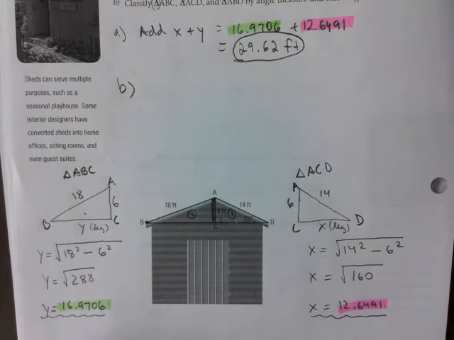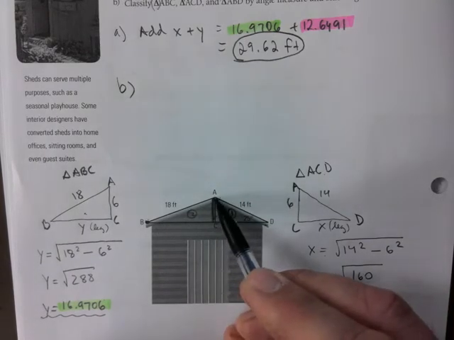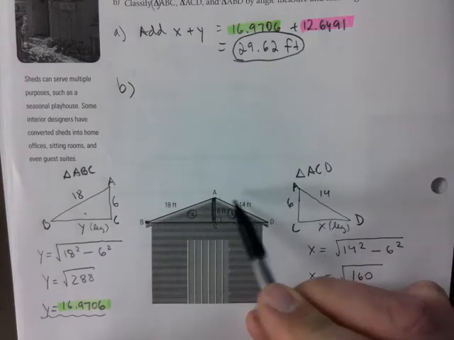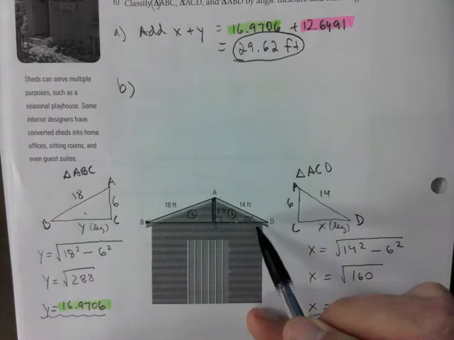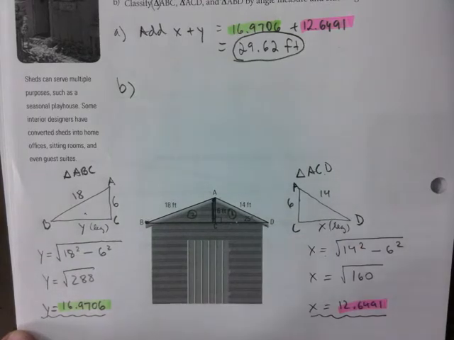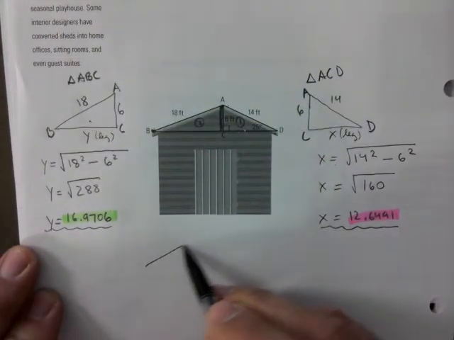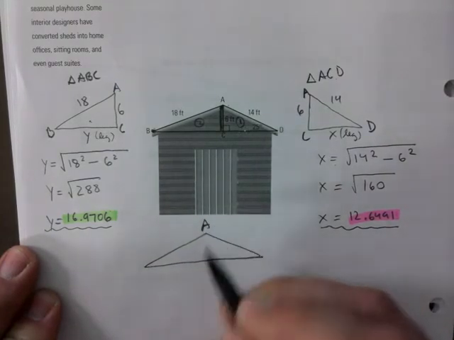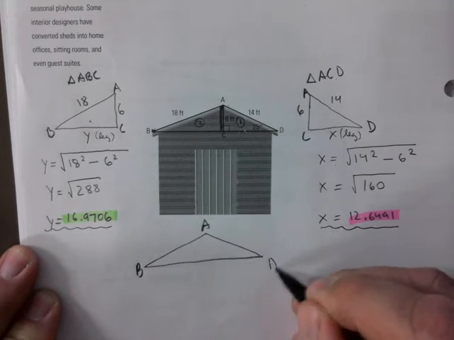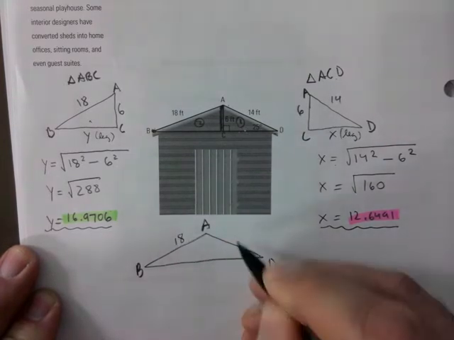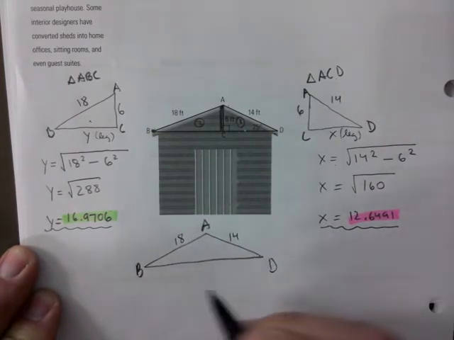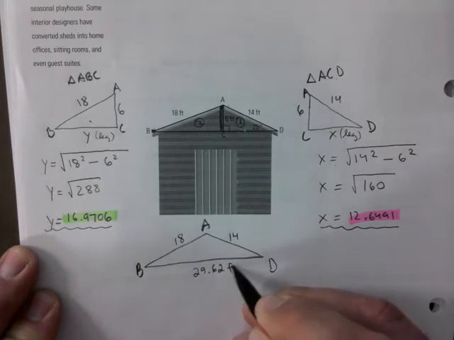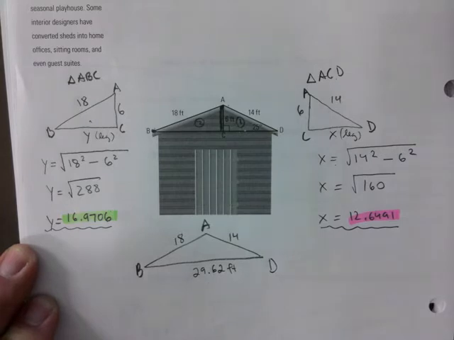And what's triangle ABD? ABD. So it's asking for the whole thing, the whole roof. What kind of triangle is that? So let's do that here, down here. It's important to know what we're talking about. So A, B, D. Write down the side lengths. This is 18. This is 14. And the length we just figured out is 29.62. Okay.